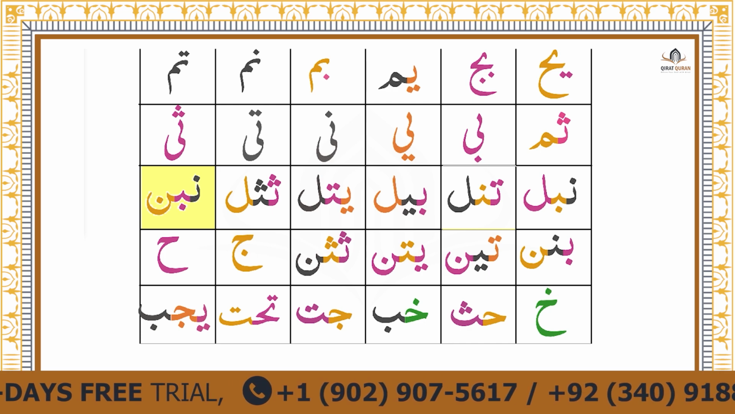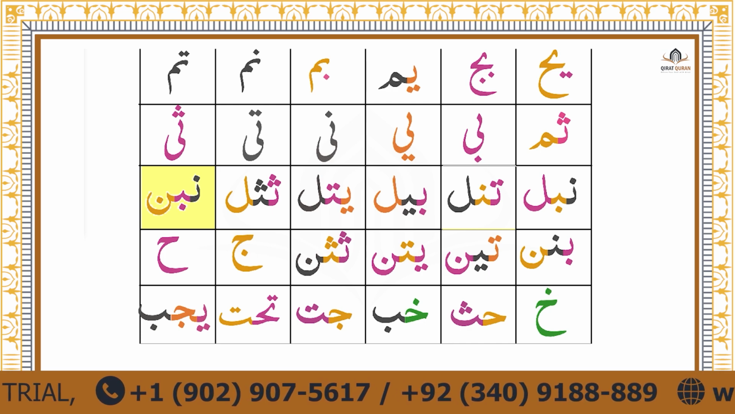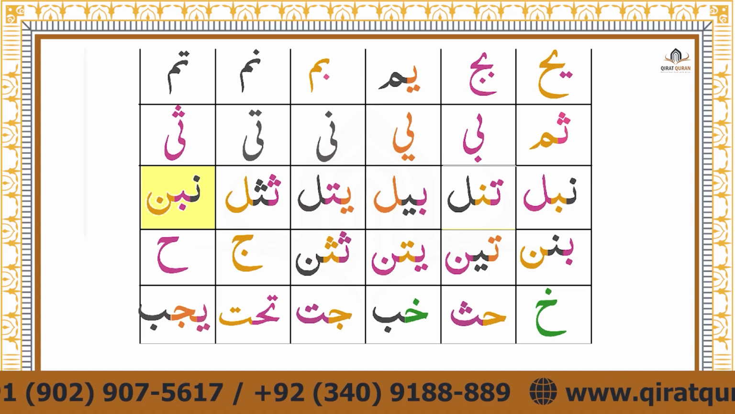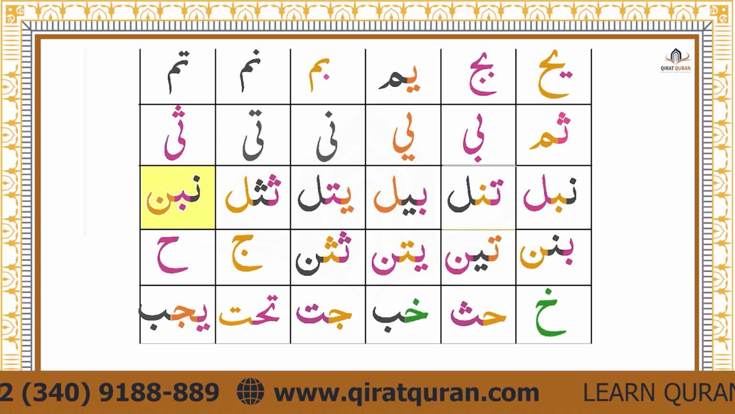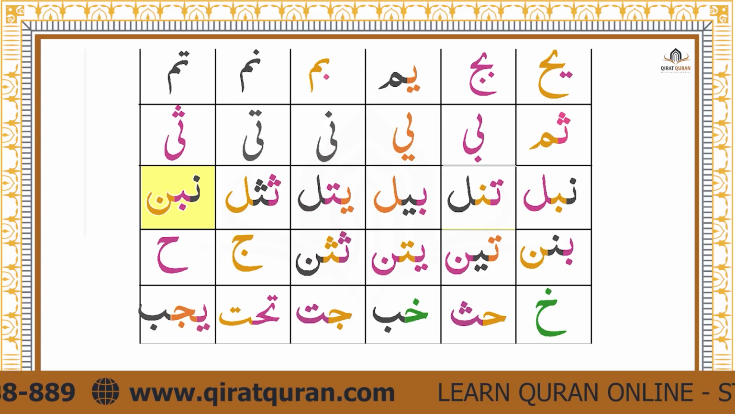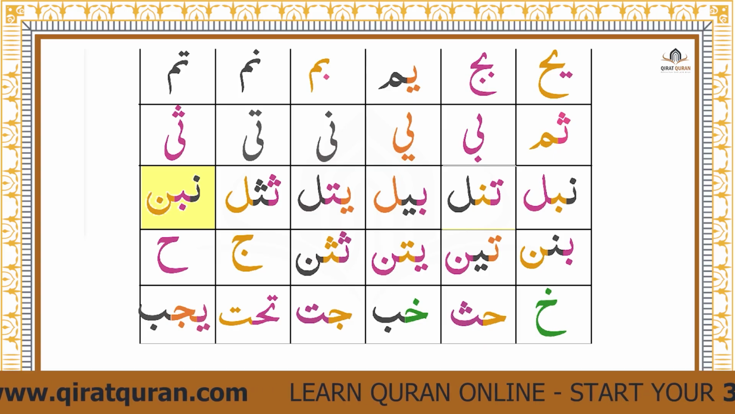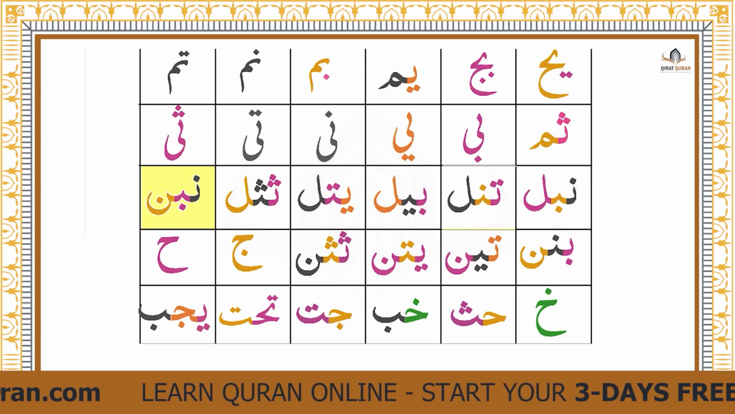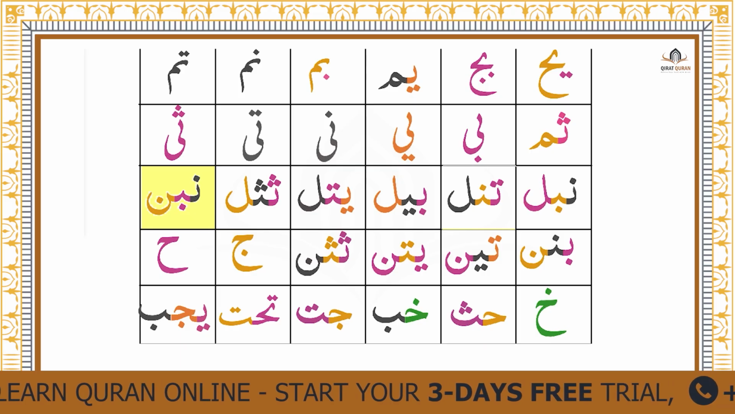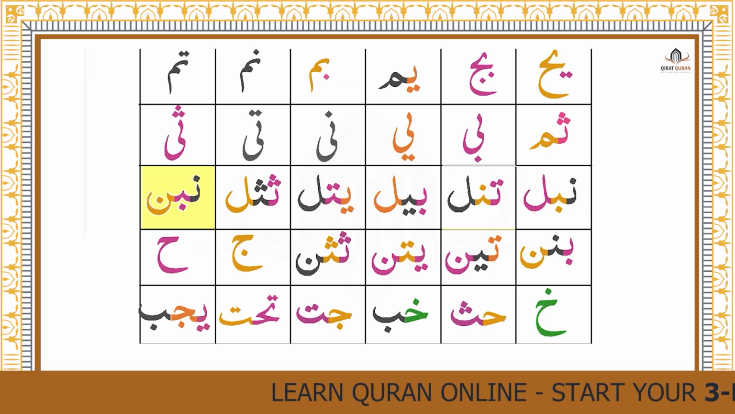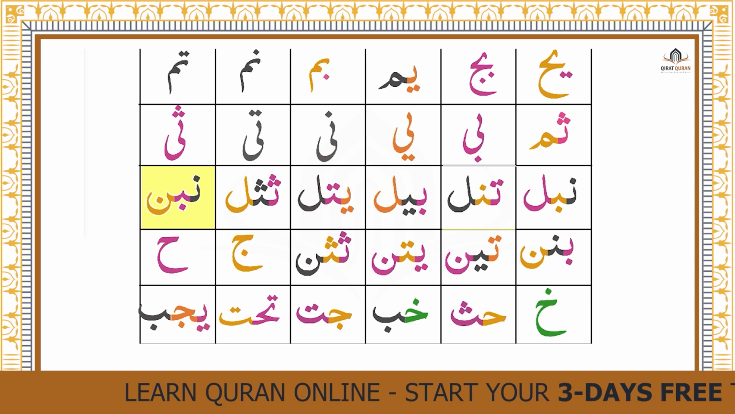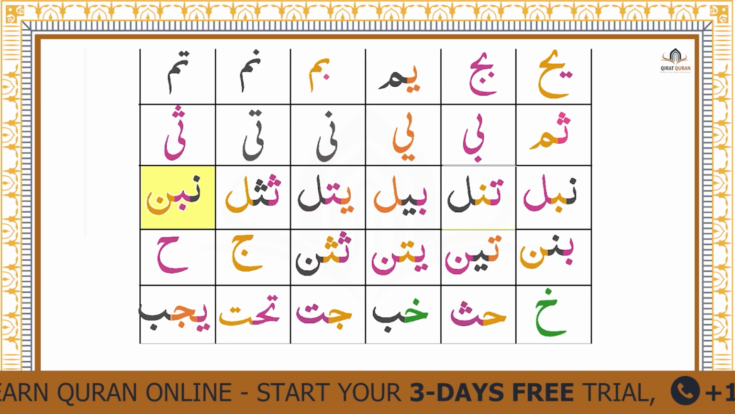Now there are also three letters. The first one having one dot at the top is Noon. Then the next letter having one dot at the bottom is Ba, and the third one is Noon. Here Noon is in its original shape. So the first one is Noon, then Ba, and then Noon.